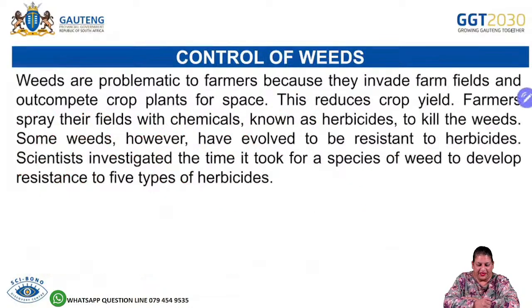Now, weeds are problematic to farmers because they invade farm fields and outcompete crops. This reduces the crop yield. Farmers spray their fields with chemicals known as herbicides to kill the weeds. Some weeds become resistant to herbicides. That means the weeds are so strong they can fight the herbicide and they will still survive. Scientists investigated the time it took for a species of weeds to develop resistance to 5 types of herbicides.